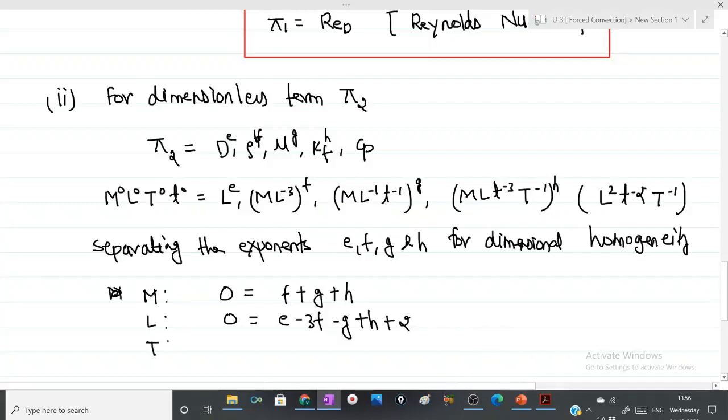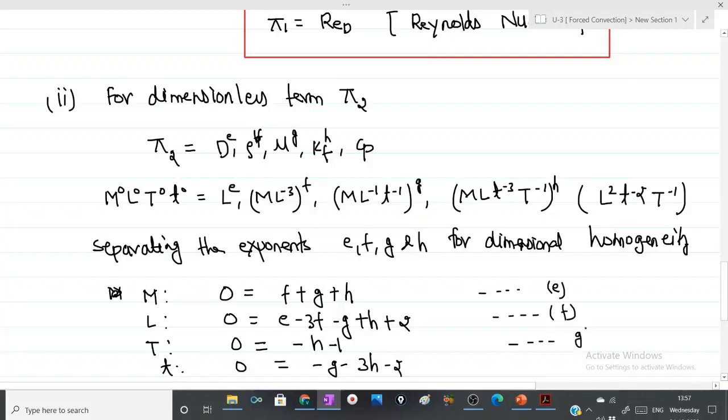then for temperature, 0 is equal to minus H minus 1. And finally, for time small t, 0 is equal to minus G minus P h minus, let us say this is equation number F, E and H.